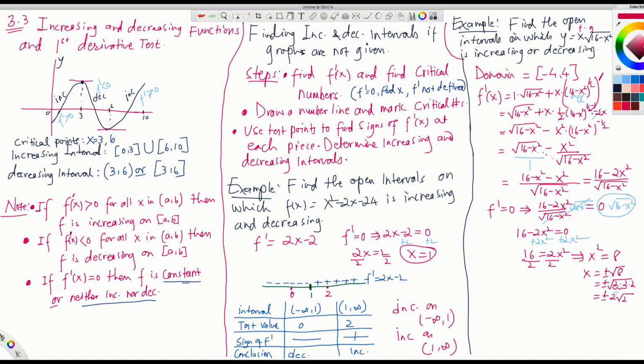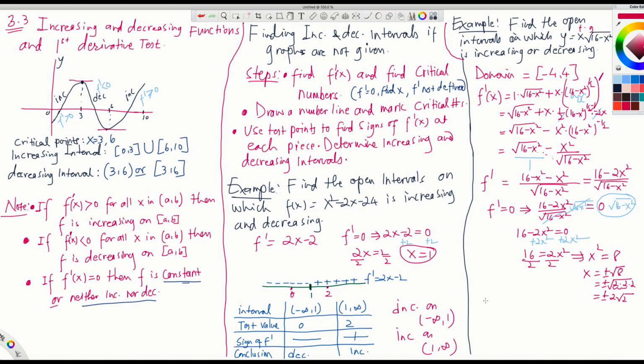Does this critical point lie between negative 4 and positive 4? The answer is yes, because root 2 is 1.41, times 2 will be 2 point something. So it falls between negative 4 and positive 4. Okay, so what are the other critical numbers? At x equals negative 4 and positive 4, f prime is not defined, right?